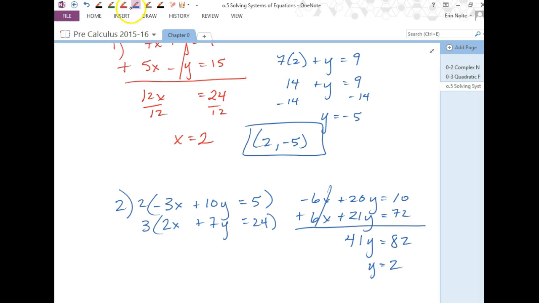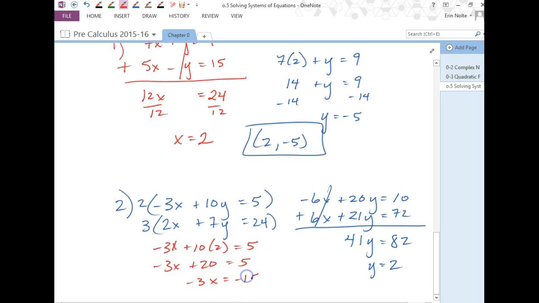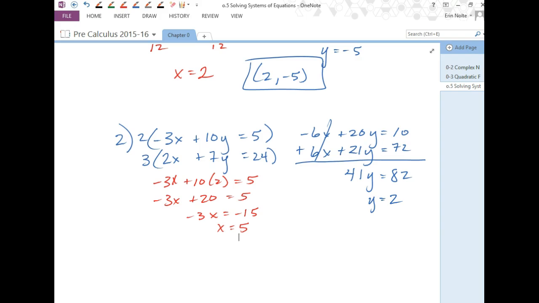How do I find the x? Plug it in. So for this one, I could choose any of the 4 equations. I could pick the given ones, or I can even choose one of the ones where I multiplied. It doesn't matter. They're going to give me the same value. I'm just going to use the top one. 10 times 2 equals 20, so negative 3x plus 20 is equal to 5, so negative 3x, let's see, that would be negative 15. Anybody else get 5? Okay, so 5, 2 is the solution.